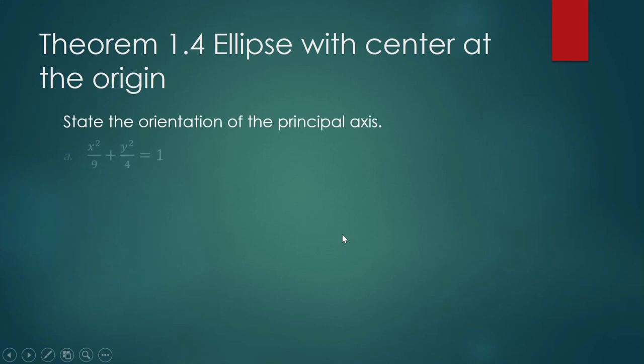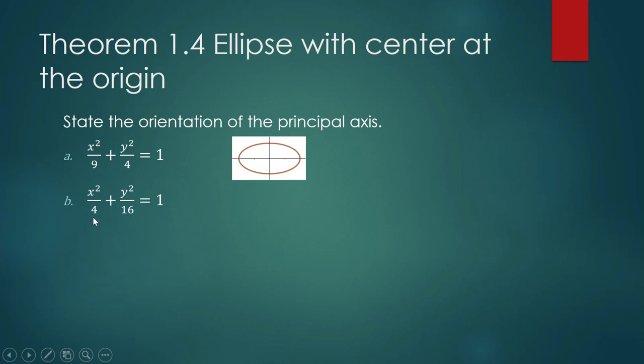State the orientation of the principal axis. Is the principal axis of this ellipse vertical or horizontal? Let us look at the denominators. Which is larger? So 9 is larger. This is your a squared. It appears under x, so our principal axis is horizontal. Which of the two is the larger denominator? This one. So this is a squared. It appears below y, so our principal axis is vertical.